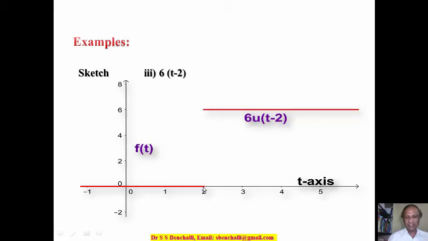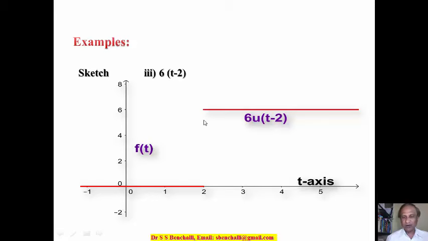u of t minus 2 means when t is less than 2, it is off. When t is greater than or equal to 2, it is on. Is it clear? So what about the 6? We have multiplied by 6. In the earlier case, it maintained 1 unit height. Here it maintains 6 units height.